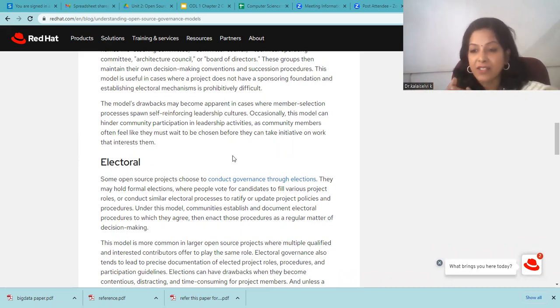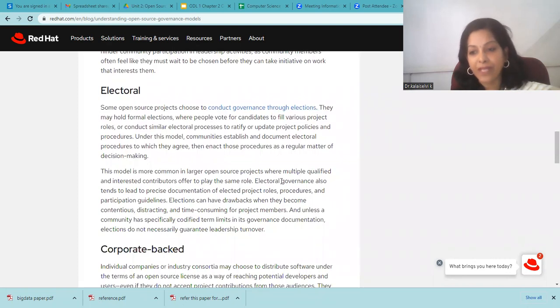The candidate has to fulfill various qualifications, and then other candidates, and maybe other group members, should vote for that candidate, and they will be deciding on the architectural model and on regular decision making. Then role play: who is going to take on the responsibilities of what, what are the procedures, what are the guidelines to be followed, what is the documentation, and who guarantees the leadership. And once this particular tenure is over, what should be the next procedure? Again, an election has to be conducted.